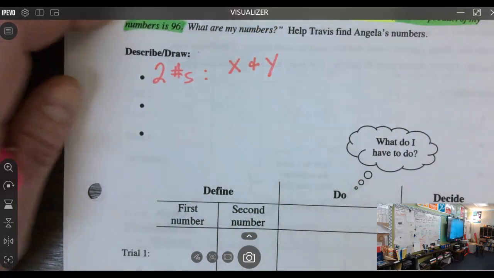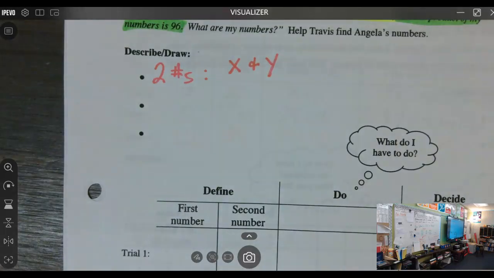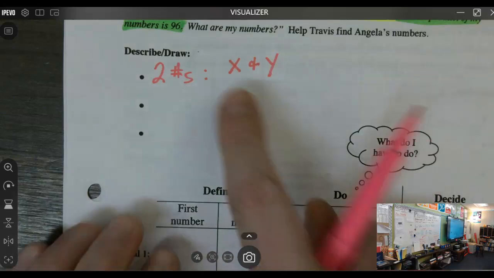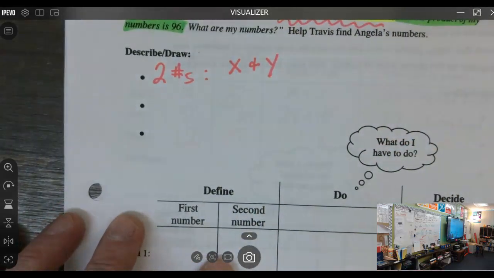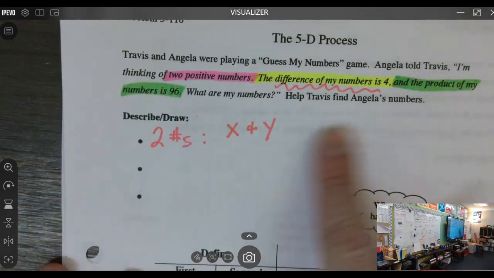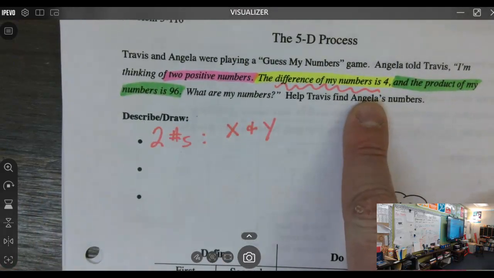We might as well just use y, since they're next to each other in the alphabet. Two numbers, x and y. Now, if they have a difference of 4, how do I do that? I'll take a volunteer on this, because I don't want to put anyone on the spot.